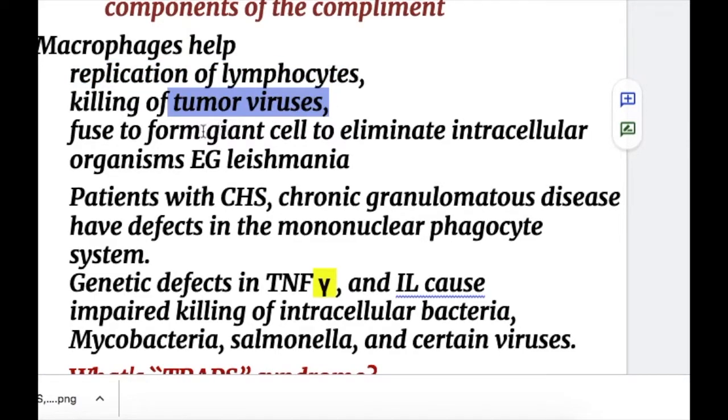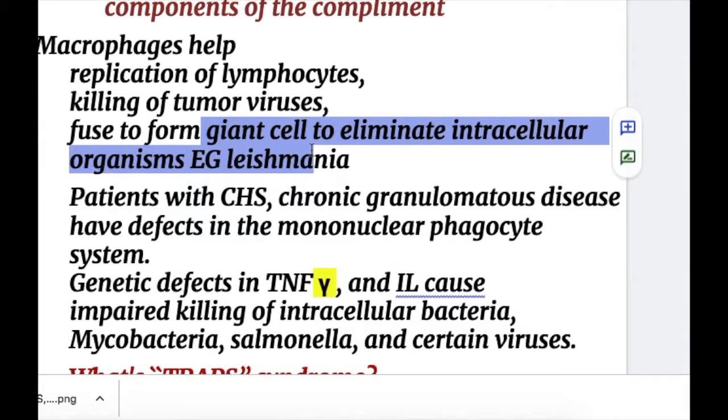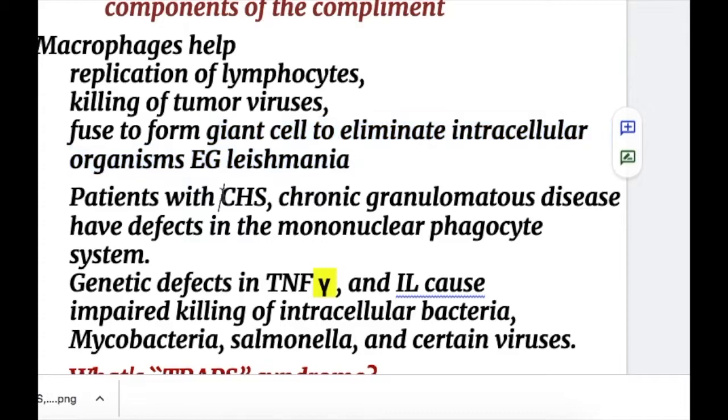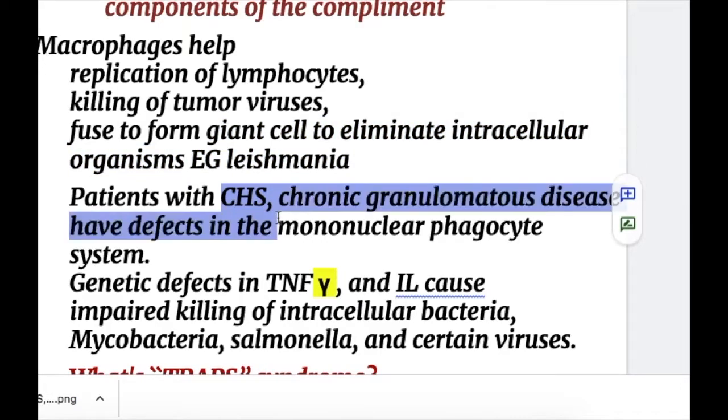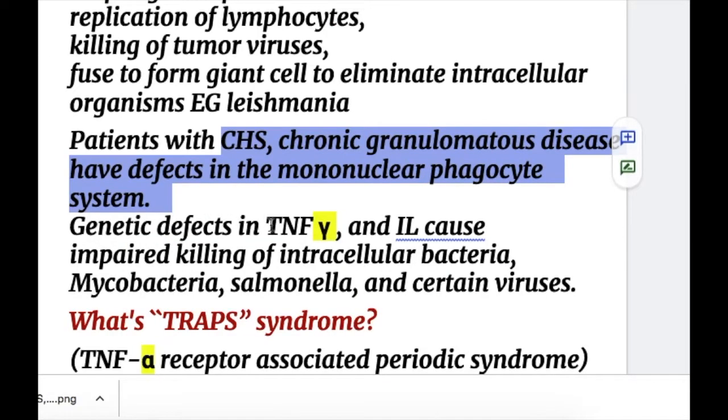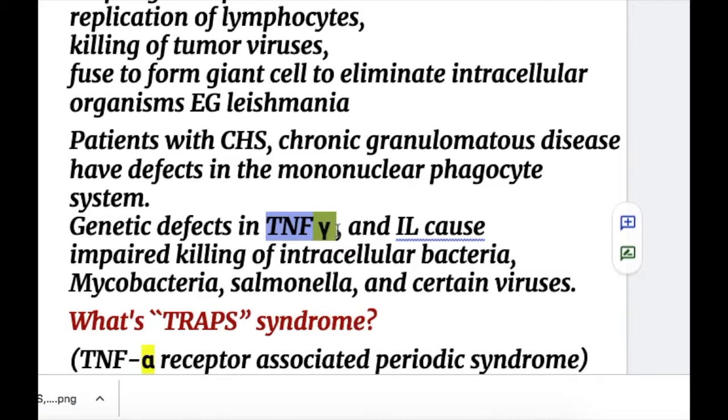They fuse to form giant cells to eliminate intracellular organisms, for example Leishmania. Patients with Chediak-Higashi syndrome and chronic granulomatous disease have defects in the mononuclear phagocyte system. Genetic defects in TNF-gamma, tumor necrosis factor gamma, and interleukin cause impaired killing of intracellular bacteria like mycobacteria, Salmonella, and certain viruses.